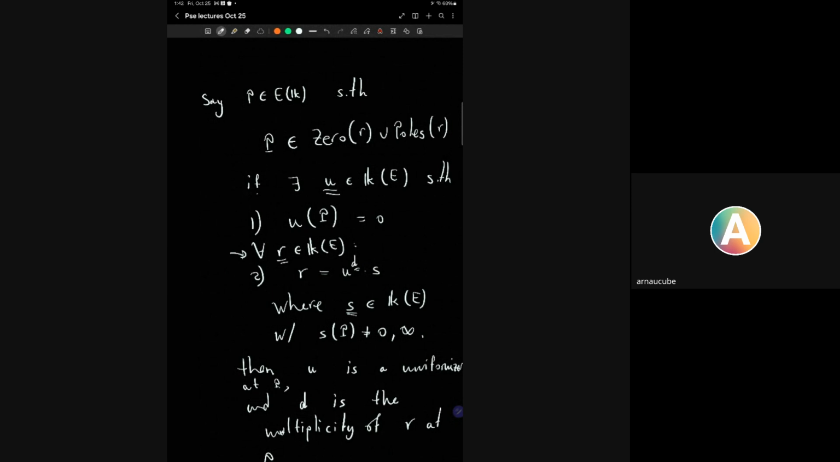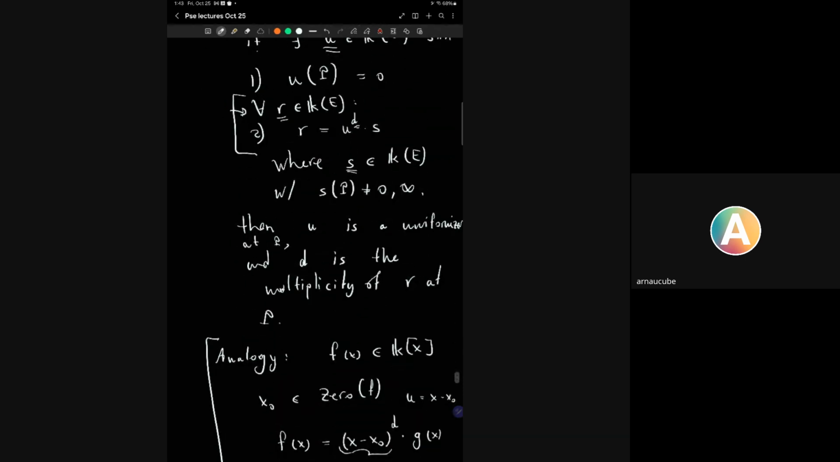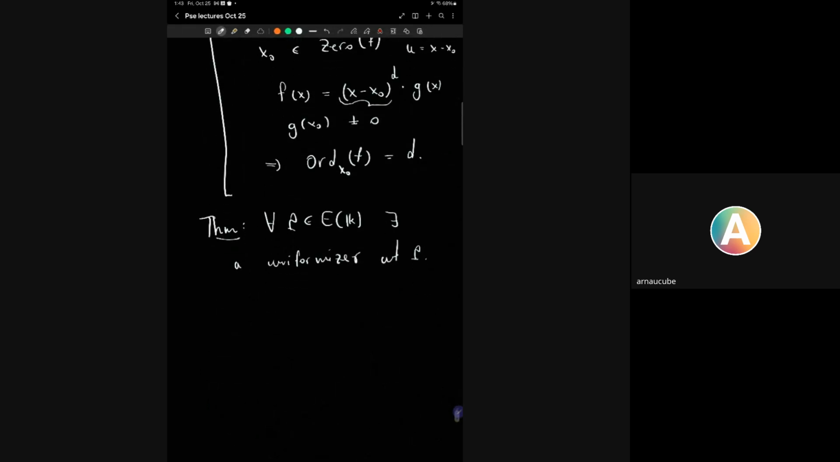The terminology uniformizer is because of this quantification here. That is, a uniformizer is some rational function with which I can extract the zero or pole of any rational function R in a kind of uniform manner. Is this okay? Okay. So uniformizers at P always exist.